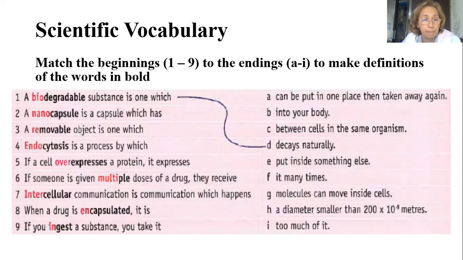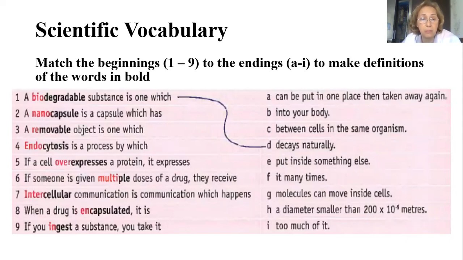So, Aidana. Endocytosis is a process by which molecules can move inside cells. Maybe it's G. Yes, G, you're right. This is endocytosis, like inside. Yes, endo. This is the meaning of the prefix endo: inside the cells.